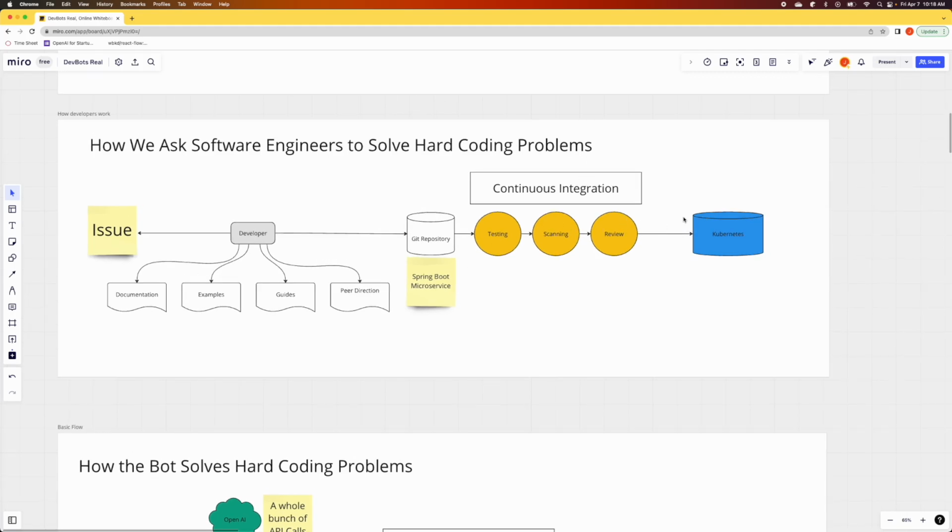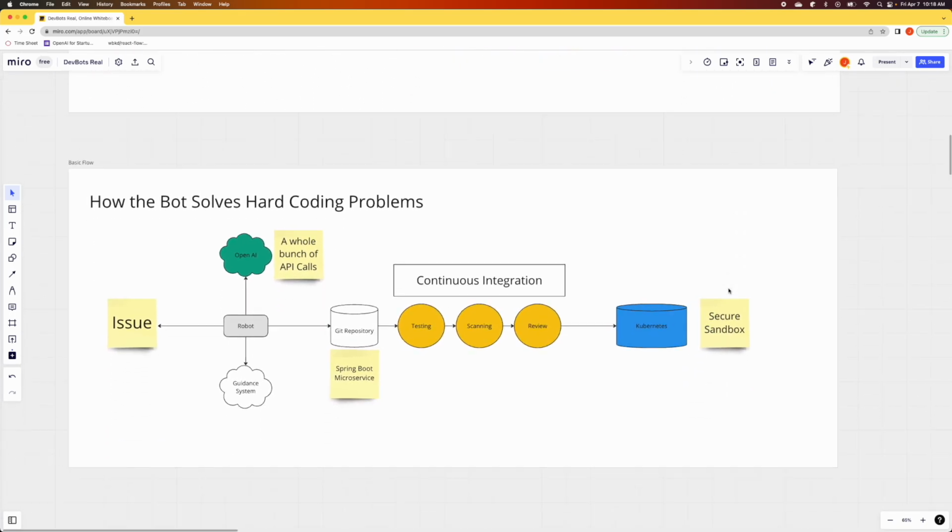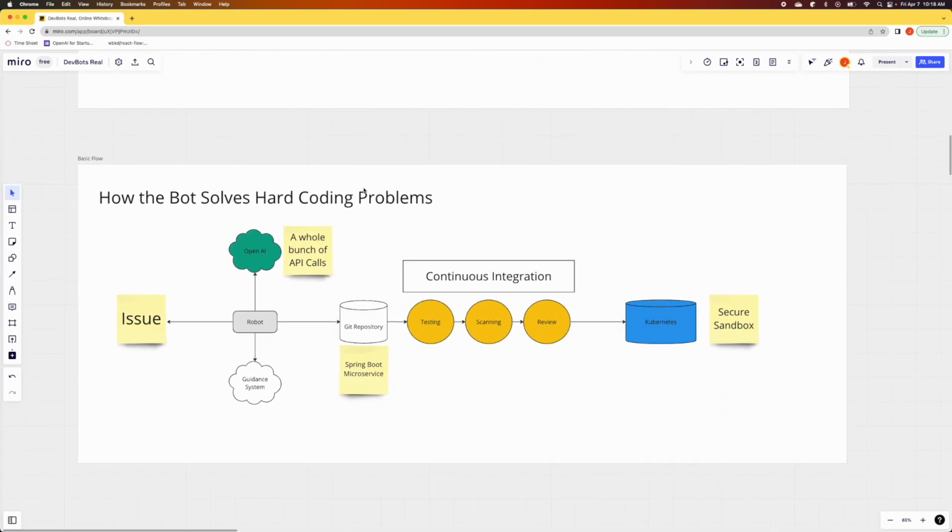We go through continuous integration for all kinds of automated checks, and we deploy to an environment, in this case, Kubernetes. What we've done is designed a bot that solves hard coding problems in a very similar way.